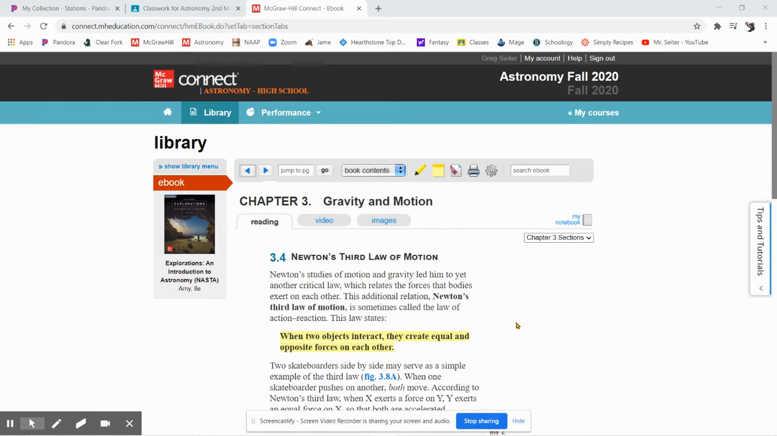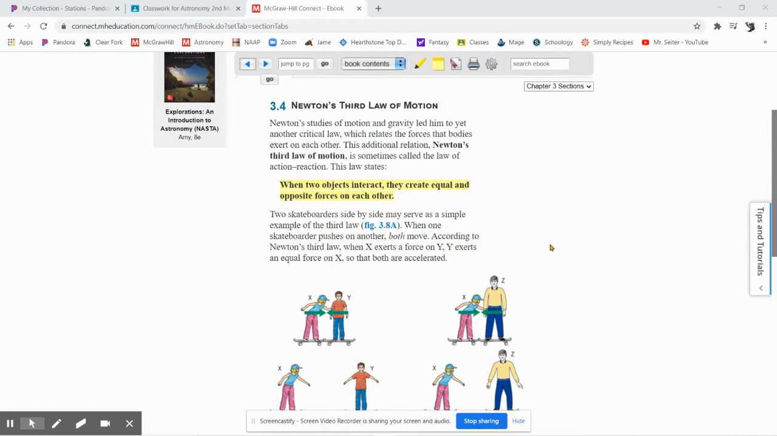Okay, this is the lecture for Chapter 3, Section 4, Newton's third law of motion. Newton's studies of motion and gravity led him to another critical law, which relates to the forces that bodies exert on each other. This additional relation, Newton's third law of motion, is sometimes called the law of action-reaction.